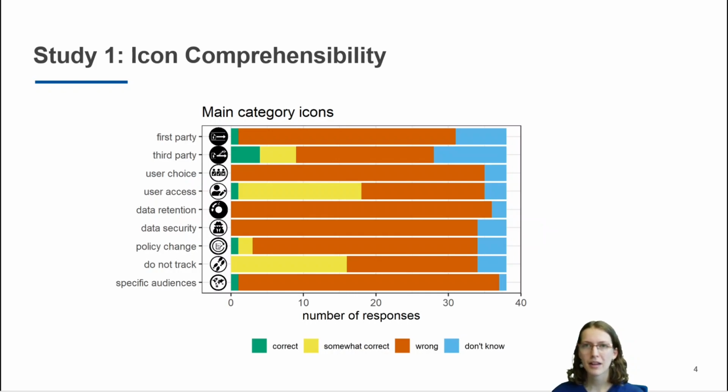In our first study, we looked to understand how well users understand these privacy icons. And to do this, we conducted a survey with 38 participants, and we presented the participants the icons and asked them to describe their meaning. And we found that icon comprehensibility was pretty low in general. As you can see here, for most of the icons, most of the responses were either wrong or participants directly stated that they did not know what the icon meant.